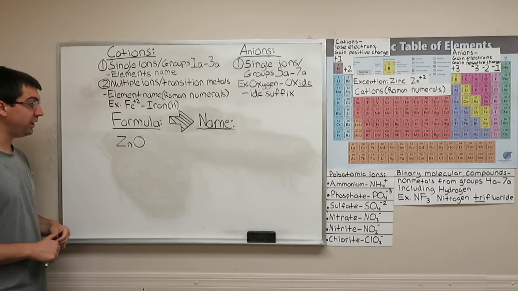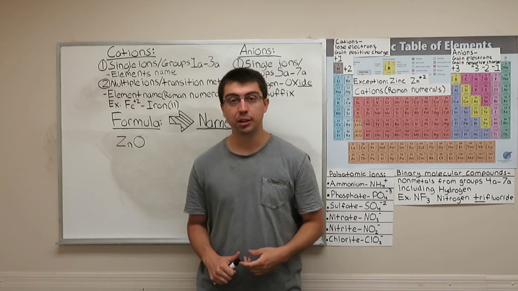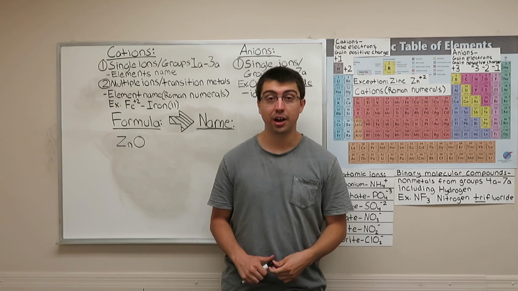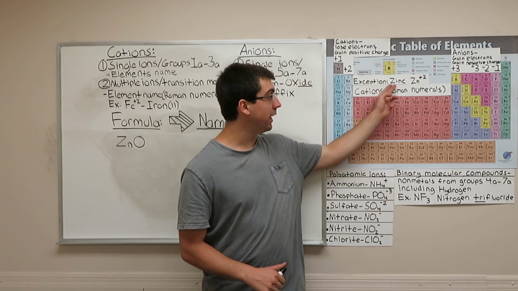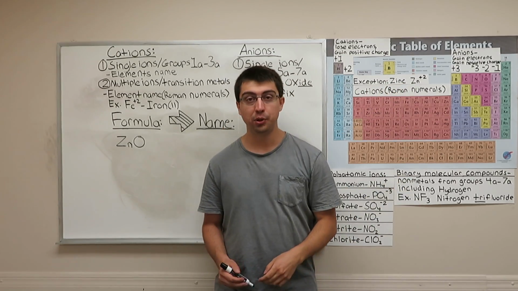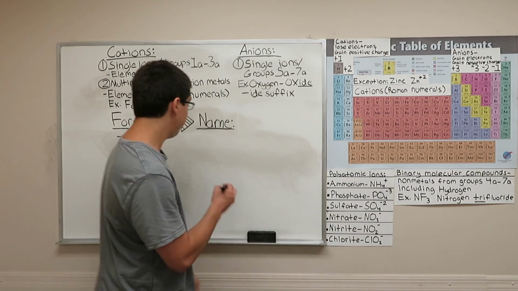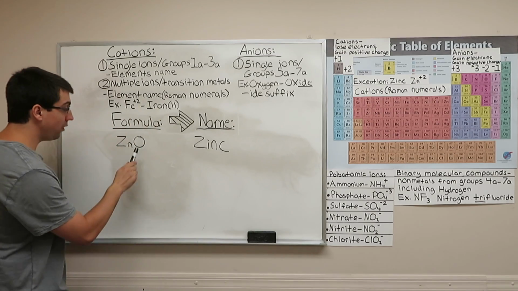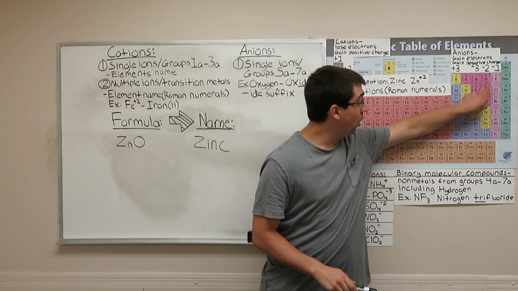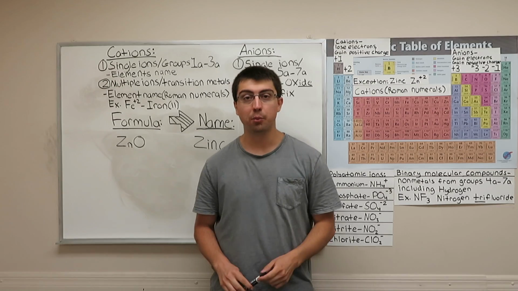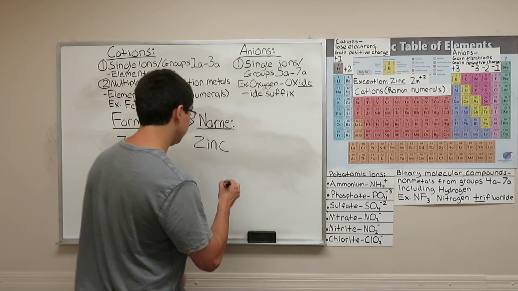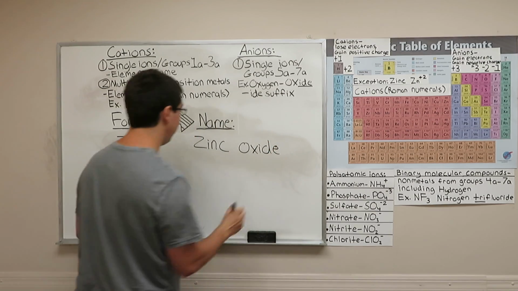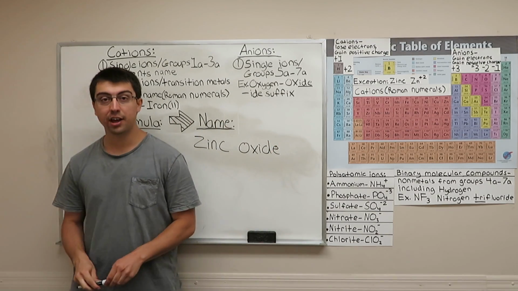Our formula is ZnO. First, we need to write down each element's name. Zn is zinc. Zinc is a transition metal, and it does not carry multiple ions. We know it only carries a +2 charge, so that means we only need to write down its name. We have O. O is oxygen, and since we're naming a compound, we're going to call it oxide. And the name is zinc oxide.